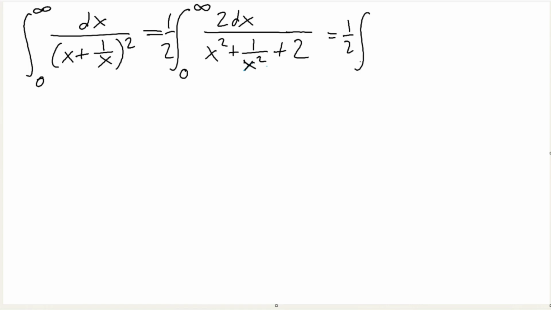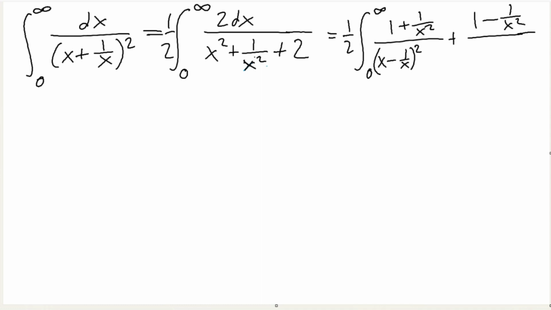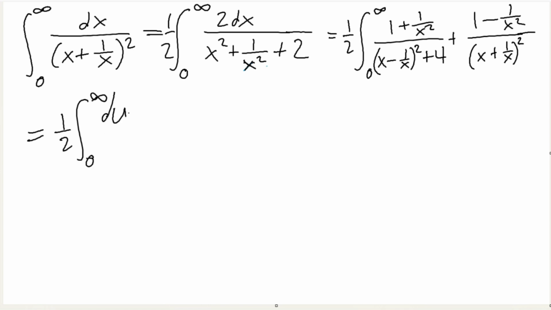So now we go ahead and separate it. I want this to be 1 over x squared, 1 minus 1 over x squared. So that means here I need x minus 1 over x squared, but that requires me to have a minus 2. So that's a minus 2 plus 2. It's plus 4. And then here I need x plus 1 over x squared. Well, that's already what we have. So now we go ahead and do our u-substitution. It's du over u squared plus 4.